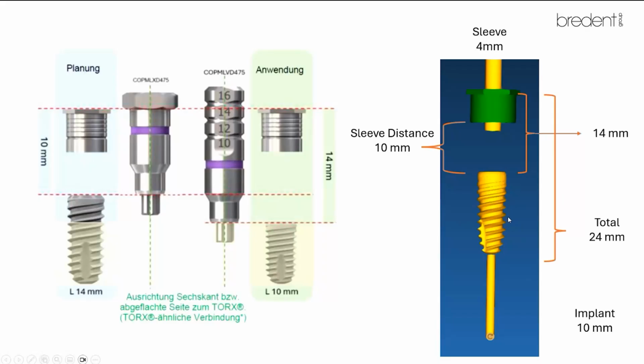So your planning is to place a 10 mm implant because you increase the sleeve distance by 4 mm. So your drill sequence will be that of a 14 mm implant, and you will use this no depth stop adapter, and you will place the implant until you reach this marker.